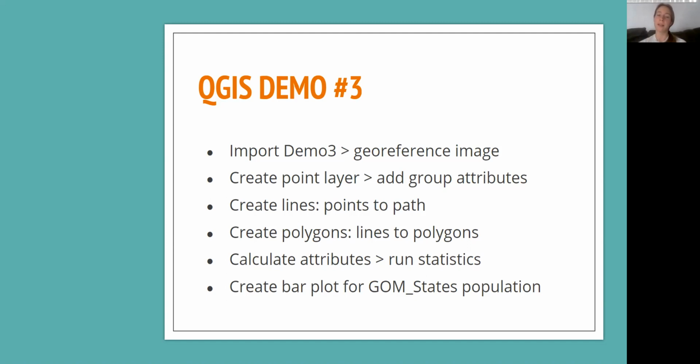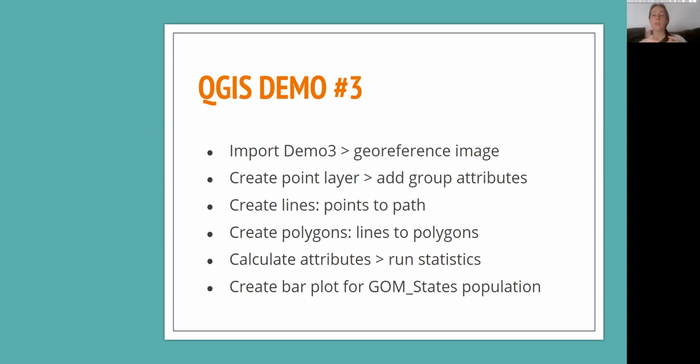So we're going to create a point layer, convert it to a line layer. Then we're going to take that line layer, convert it to a polygon layer. And from there, we can just fill it with a couple attributes, run statistics on it. And the last thing we're going to do is run through that bar plot and recreate that image of the bar plot for the Gulf of Mexico states population.